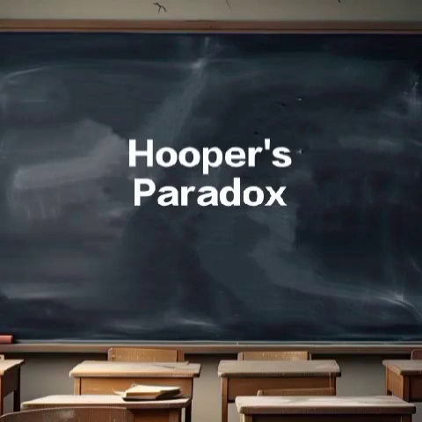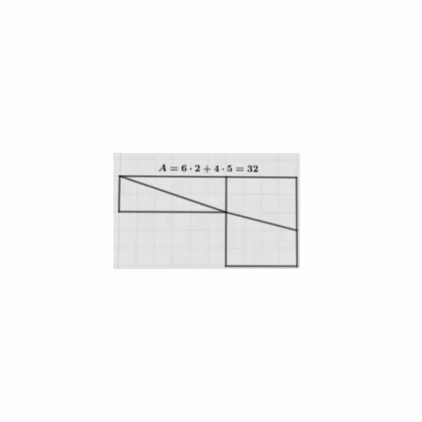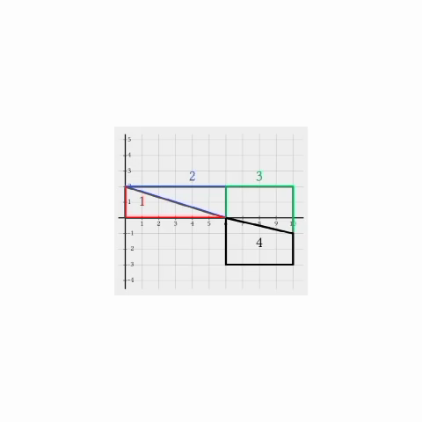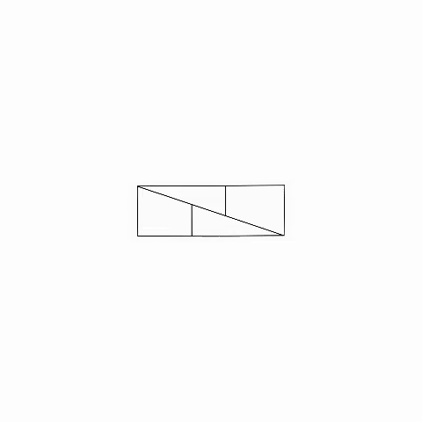Welcome to this video. Today, let's explore a fascinating geometric illusion, Hooper's paradox. We start with a geometric shape. Its area, exactly 32 square units. Now, we cut this shape into 4 parts. Then, we rearrange them into what looks like a neat rectangle.